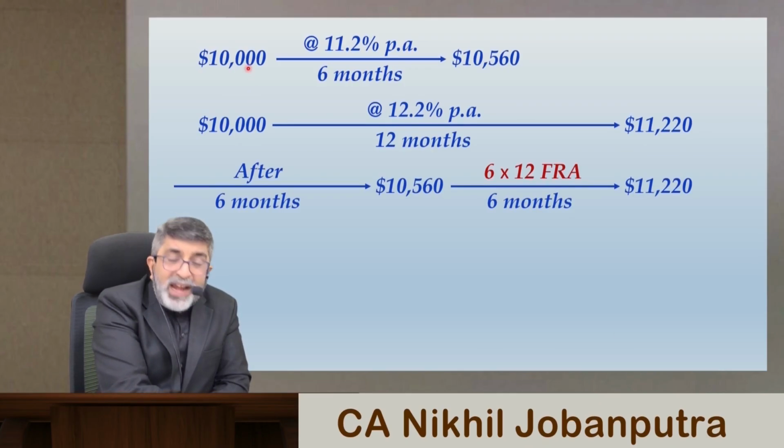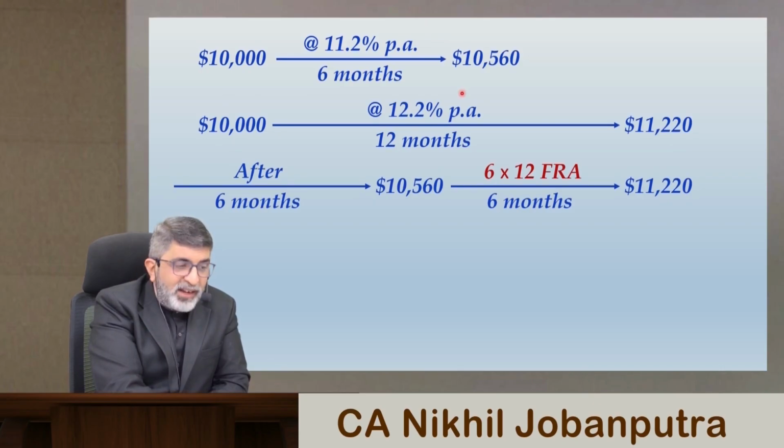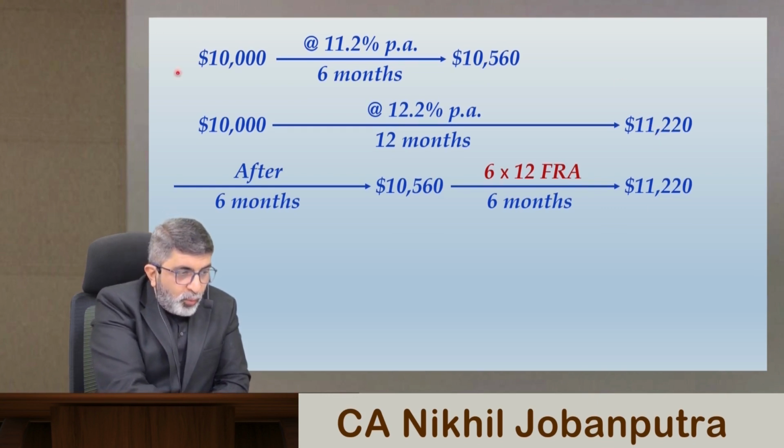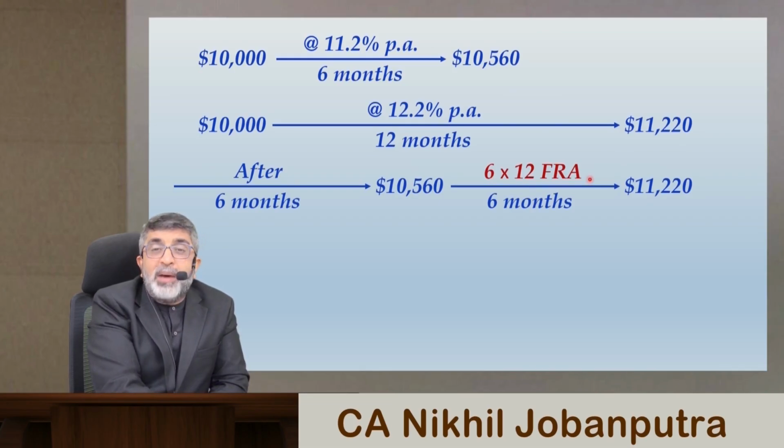Once again, at the initial point, that is at 0 date, the value is $10,000. At 6 months time, it is $10,560. At 12 months time, it is $11,220. So we know what is the rate from 0 to 6 month. We also know what is the rate from 0 to 12 months. But we don't know what is the rate from 6 month end to 12 month end. That is what we call as 6 by 12 FRA. So 6 month to 12 month, 6 by 12 FRA. It is basically a rate applicable for 6 months.